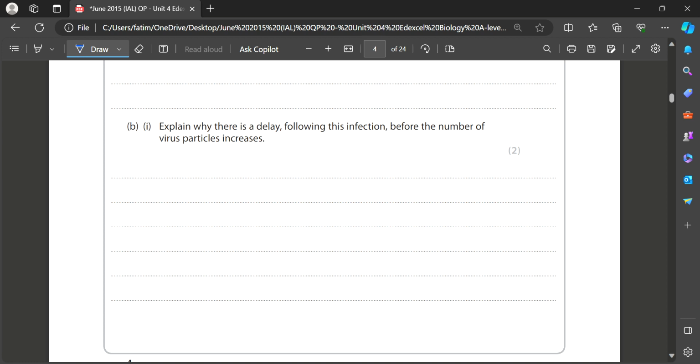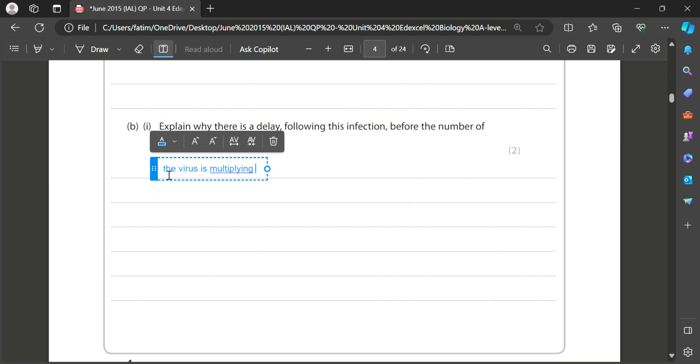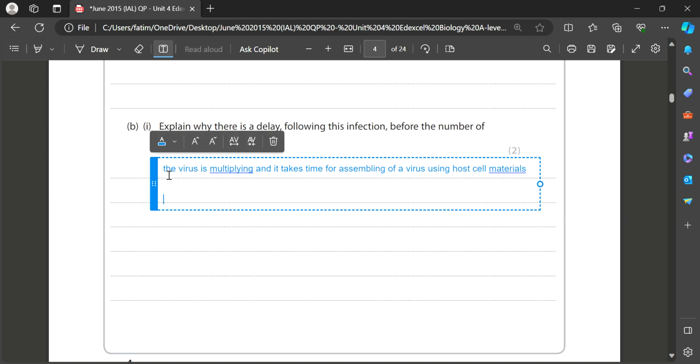So, that it takes time for the synthesis. We can just start off with: the virus is multiplying, and it takes time for assembling of a virus using host cell materials. And this is going to be our first point.